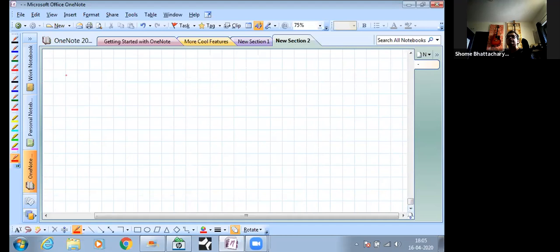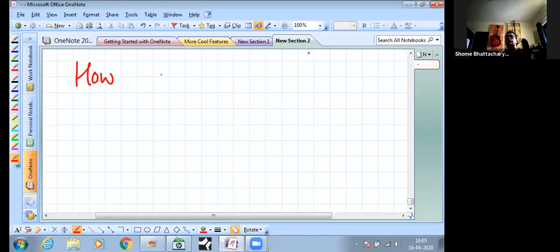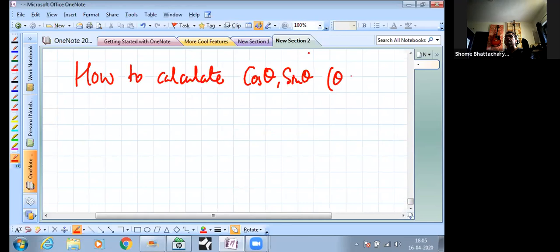So now, how to actually calculate cos theta and sin theta for theta being obtuse. How do we do this? So for example, we want to calculate cos 120 degrees or sin 120 degrees. How do we do this?